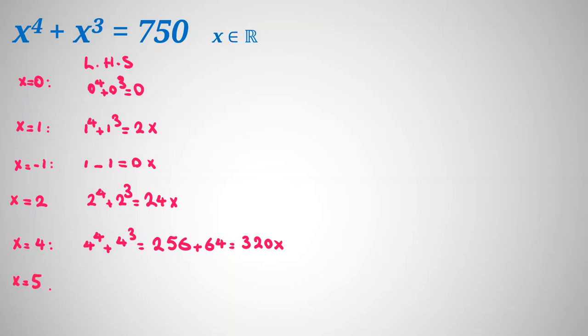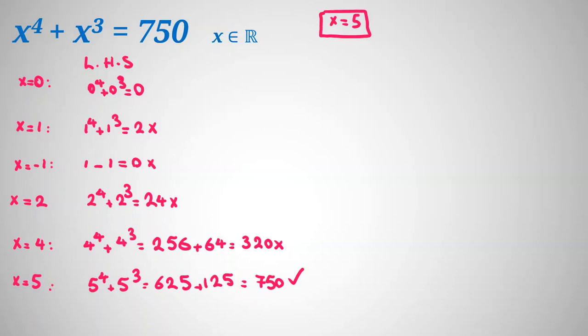Let's check x equal to 5. 5 to the 4 plus 5 cubed. 5 to the 4 is 625. 5 cubed is 125. If we add, it will be 750, and it works. So x equal to 5 is one answer, and it's so much important.